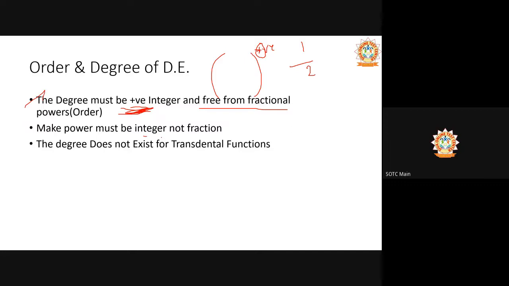Make the power must be an integer, not a fraction. This is also same. Now this is the major point. The degree does not exist for the transcendental functions. So for transcendental functions, the degree does not exist.